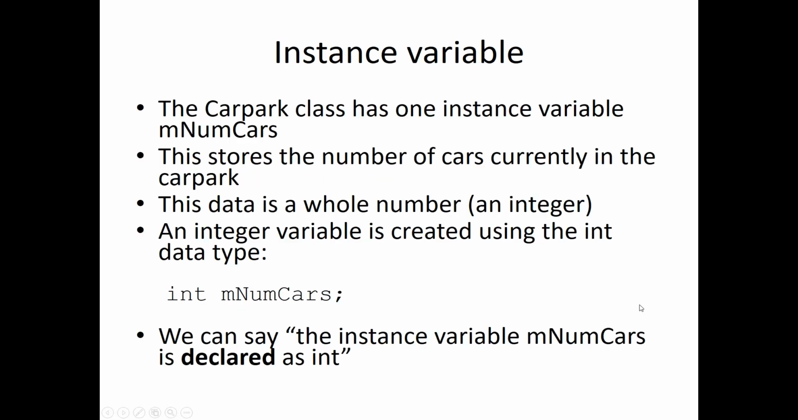We're going to visit each of those in turn just to make sure that we know what's going on in each of them. So your instance variable stores the number of cars currently in your car park. The only data type that's realistic for it is an integer, and there's an example there of how we declare an integer in Java. Use the data type first, which in Java is int for integer, and then the name of the instance variable, not forgetting to put the semicolon at the end. Generally what you would say is the instance variable mNumCars is an int.